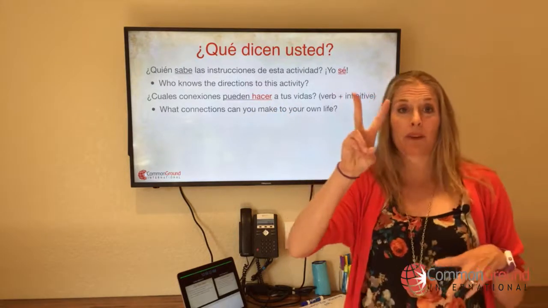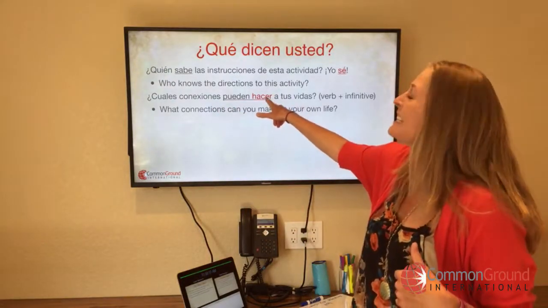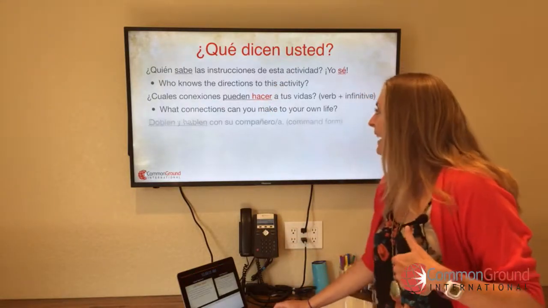Notice, dos verbos in a row. The second verb, most of the time, not all the time, the second verb stays in the infinitive, meaning you don't conjugate it, okay? Excelente.